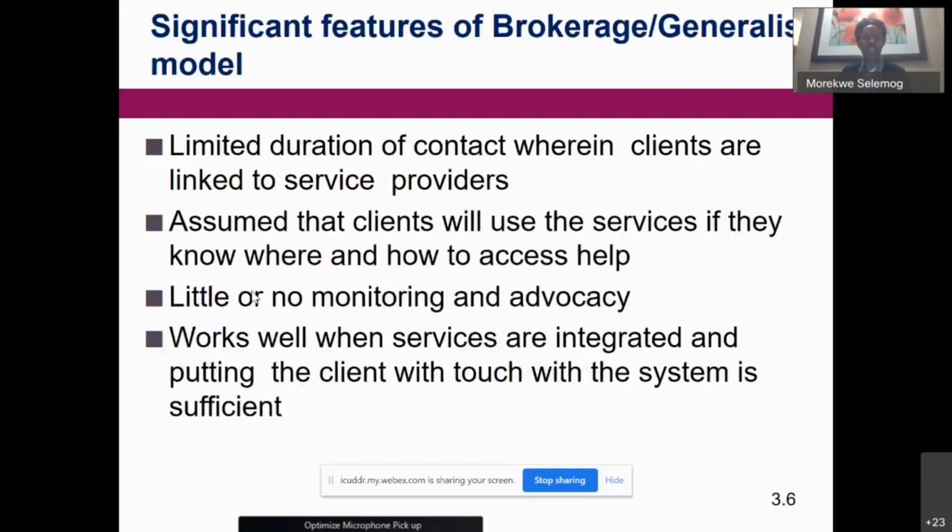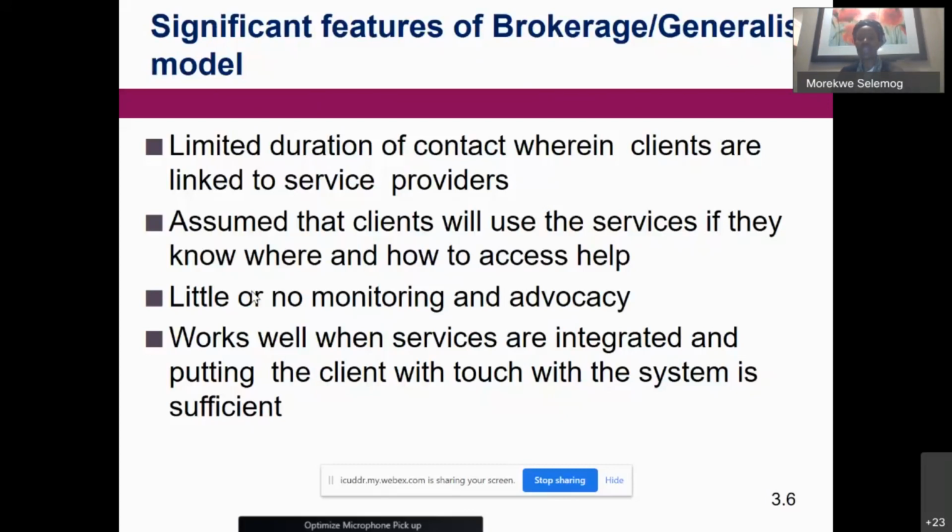The significant feature of this particular model is the fact that the contact with the client is very limited. The main role of the case manager is actually to just link the client with the service. And therefore, that is why it is noted as a limited duration of contact. So you are less likely to find in this model where a case manager actually accompanies the client to the service provider. The main role is just for linkages.